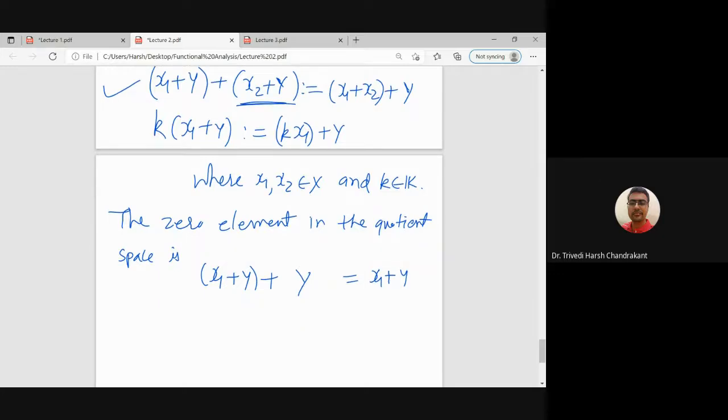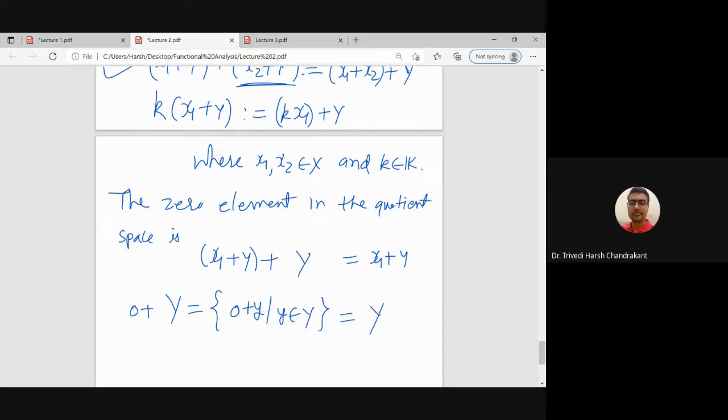So what is capital Y? Capital Y is basically all the elements 0 plus y where y belongs to Y. So that is exactly Y only, right? So this is the zero element. So this is our zero element.